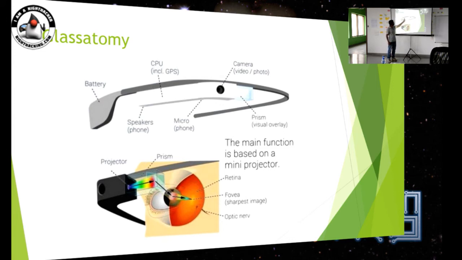And this actually does not have a GPS, okay? The GPS location services are availed from your Android phone or your iPhone, any device that is paired. It does not have a built-in GPS, okay? The CPU is actually present here.